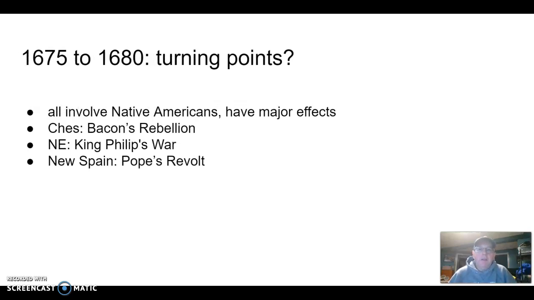So here's the 3 turning points. They all involve interaction with Native Americans, and they all have pretty major effect. In the Chesapeake, there's Bacon's Rebellion. In New England, there's King Philip's War, and in New Spain, there's Pope's Revolt. And they're all within this 5-year period, 1675 to 1680, which is nice that we can all remember.